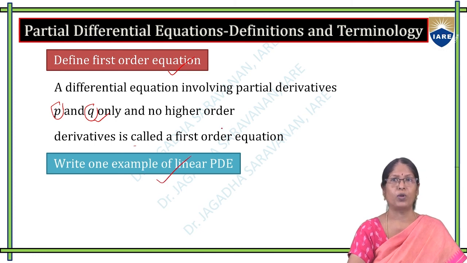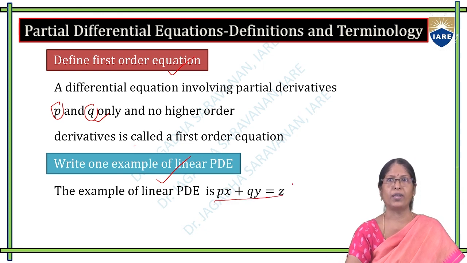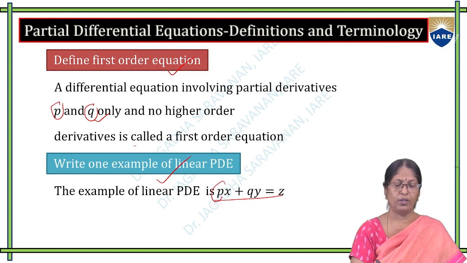Write one example of linear PDE. This is a small example we have taken: px plus qy, which is equal to z. Because here, the first order dou z by dou x, dou z by dou y.